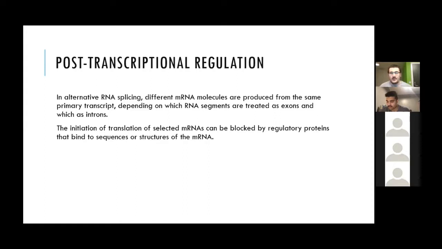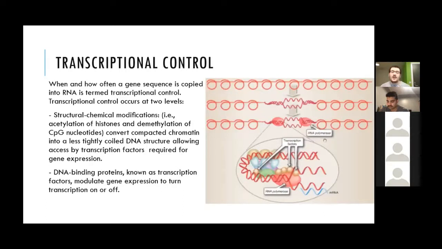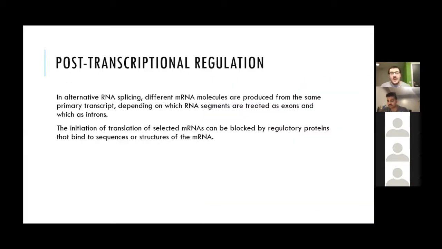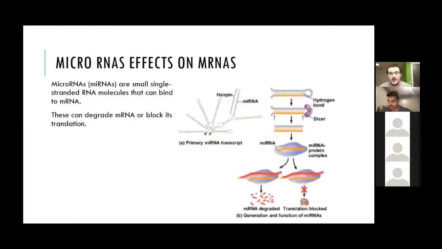But what you want to take home from this is that you have DNA binding proteins, or transcription factors, that decide what gene is getting transcribed, and after transcription you have regulatory proteins that either inhibit or allow the mRNA to get translated. All right.